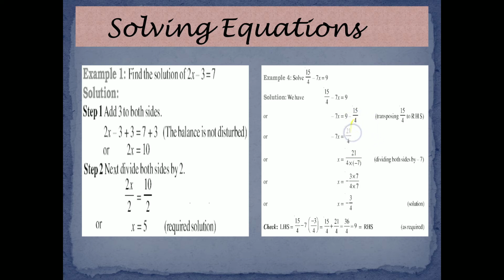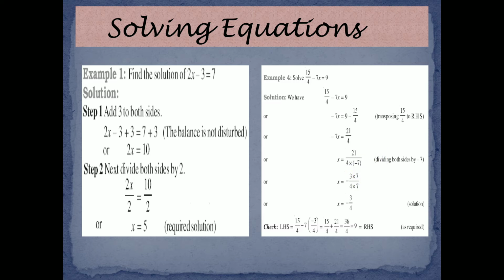And once I take the LCM of 9 and minus 15 by 4, it becomes 21 by 4 after solving. Now minus 7 is in multiplication with the variable x. Anything which is in multiplication will definitely go into division, that is, at the right hand side in the denominator. So if I solve it further, that minus 7 comes over here. Now this 21 can be written as 3 into 7, and this 4 is written as it is.